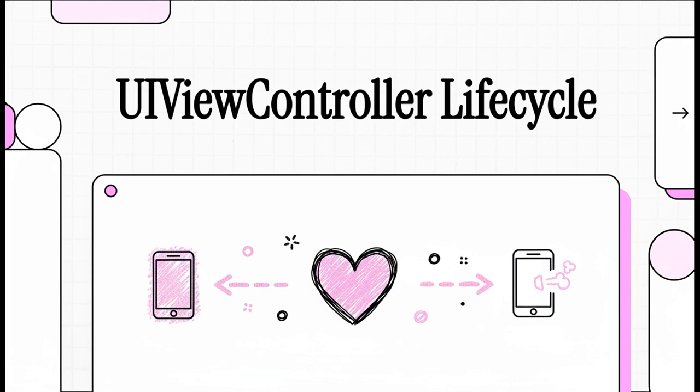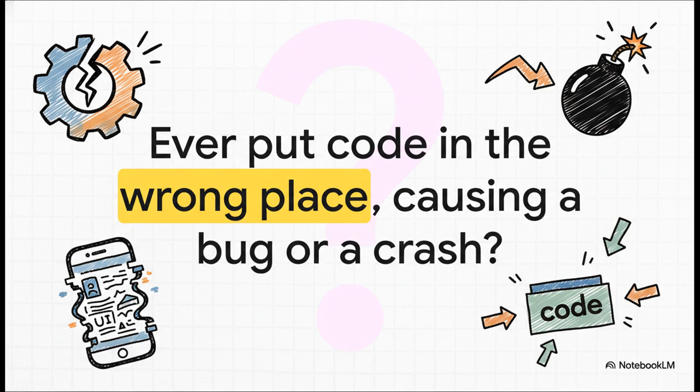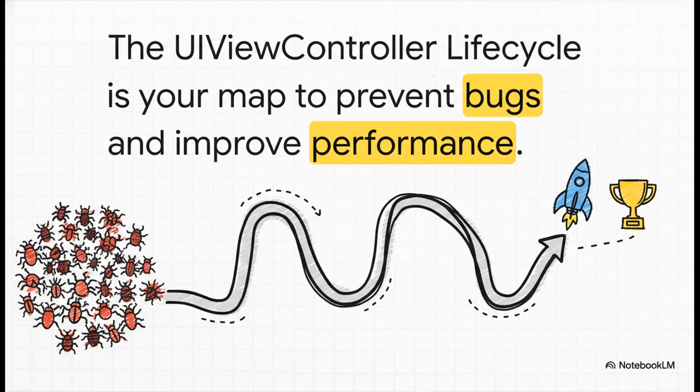Come on, be honest. We have all been there. You write a piece of code, you're sure it's right, but when you run the app, the UI is a mess, the animation stutters, or even worse, the whole thing just crashes. And here's the kicker. A lot of the time, the problem isn't what your code is doing, but when it's trying to do it. And that's exactly where this lifecycle comes in.